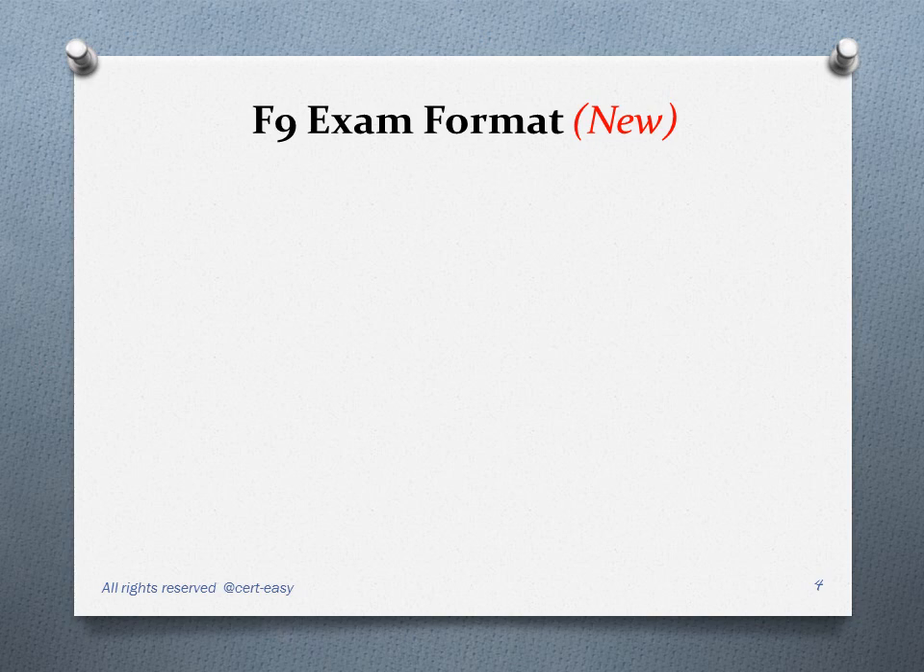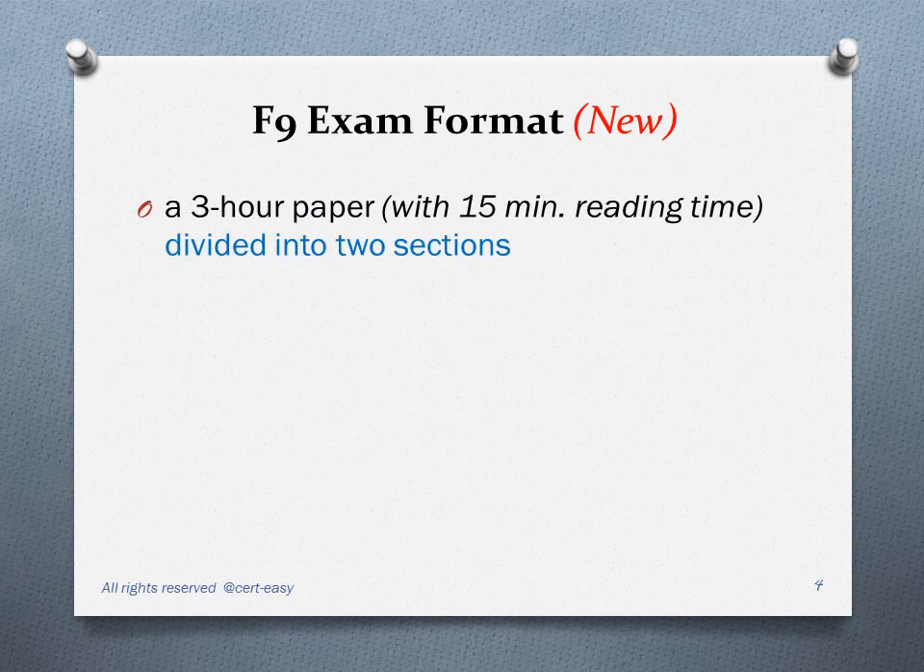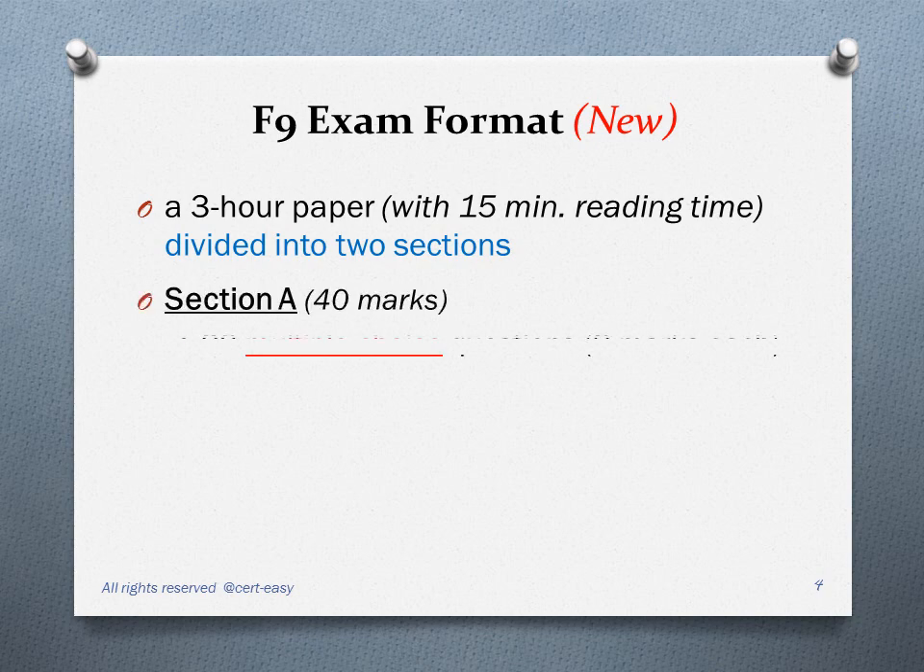There are significant changes on the exam format of F9 from December 2014. It's still a 3-hour paper, but now divided into two sections. Section A, 40 marks in total. There are 20 multiple choice questions of 2 marks each. This is the first time to include multiple choice questions on F9.